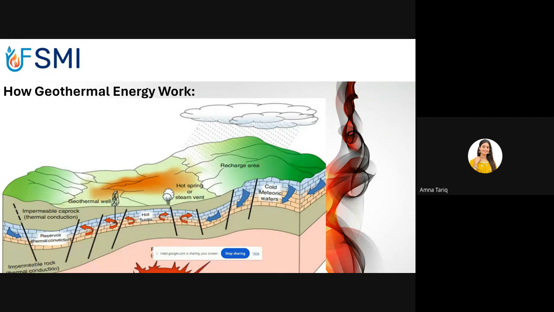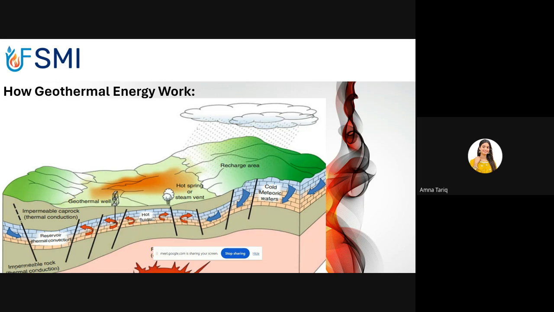And next we see that this is a reservoir, where thermal convection happens. This is a layer of rock that contains the hot water. The thermal convection is the transfer of heat by the movement of fluids. In the diagram, the hot fluids are moving around within the reservoir by thermal convection.